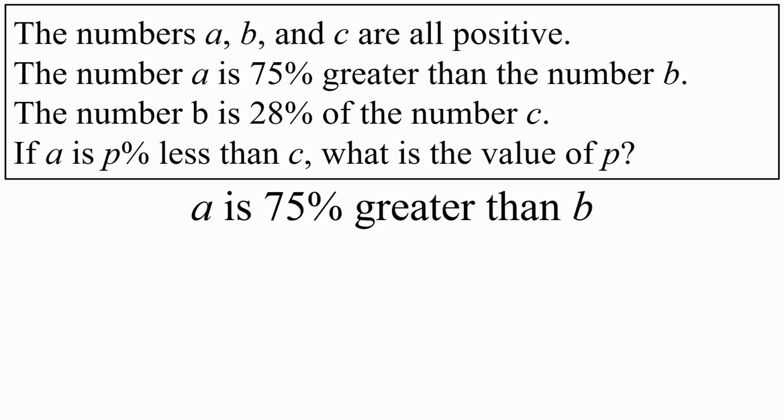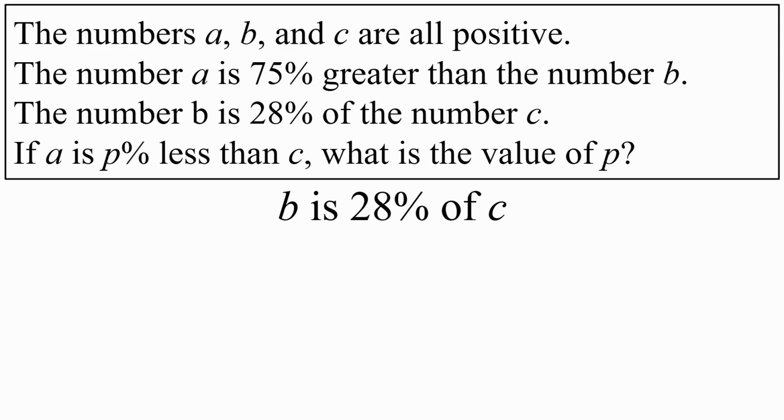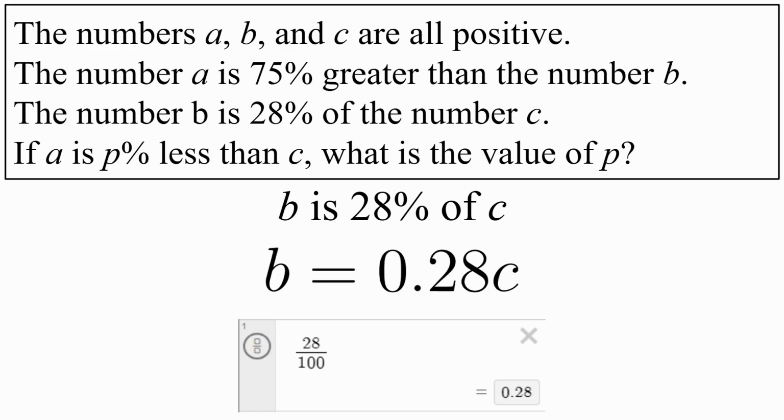We'll start with A is 75% greater than B. Well, a 75% increase is a multiplier of 1.75. So we can write the equation A equals 1.75B. For this one, a multiplier of 28% of, all we do is divide by 100, that's 0.28. So we can write the equation B equals 0.28C.